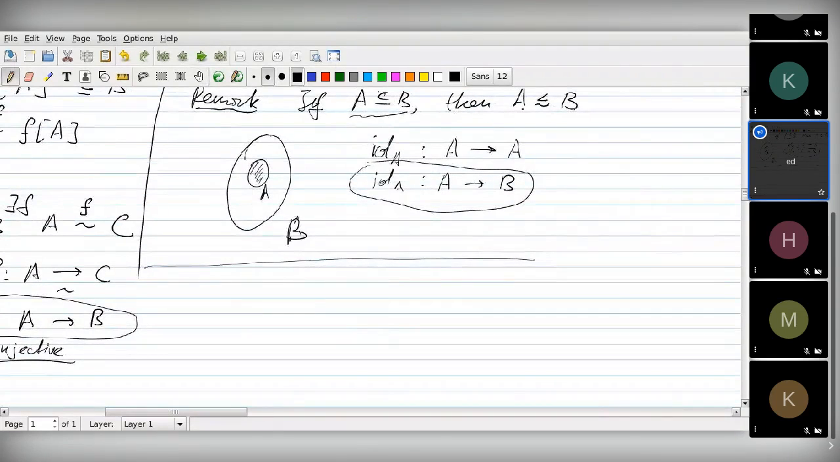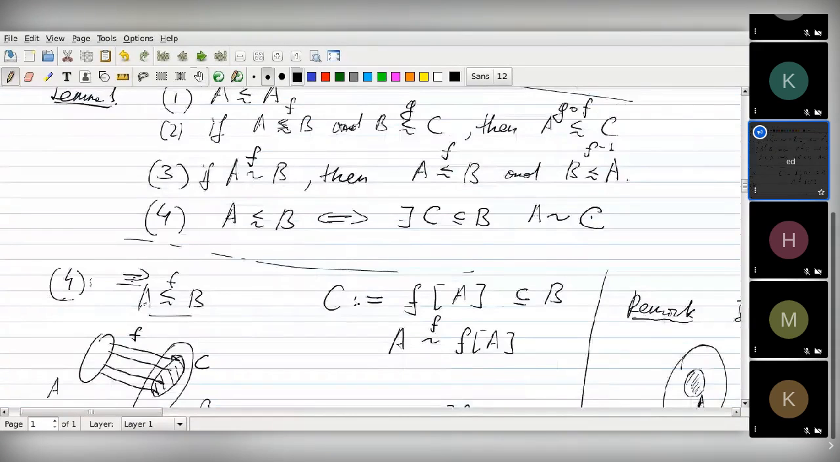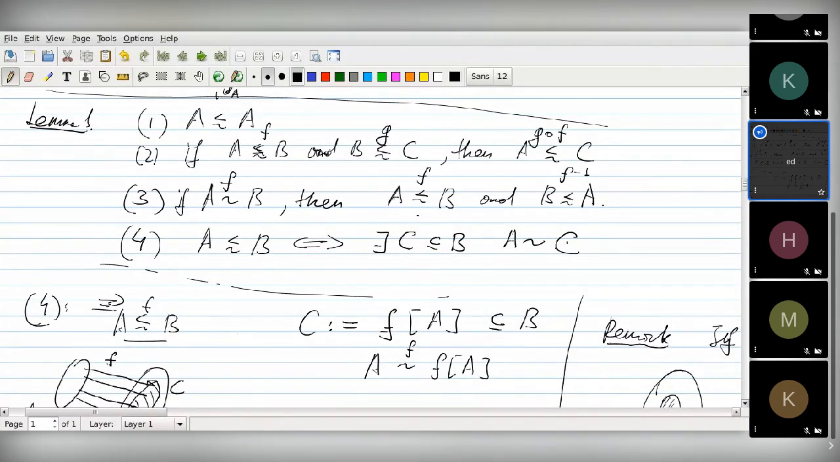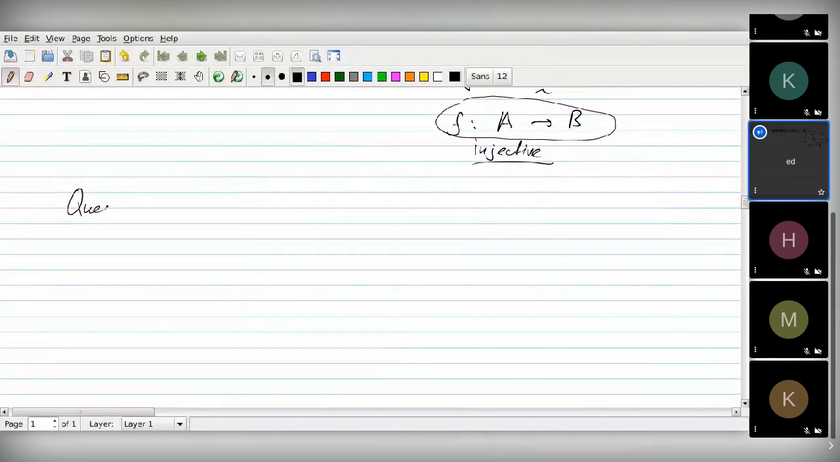Yes. So, and now, let's consider the following question. If A is equivalent to B, then it is embeddable into B and vice versa. But is it true the following? So, question. Is it true that if A is embeddable into B and B is embeddable into A, then A is equivalent to B? Is that true or false? What do you think?